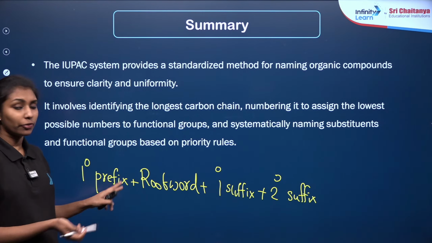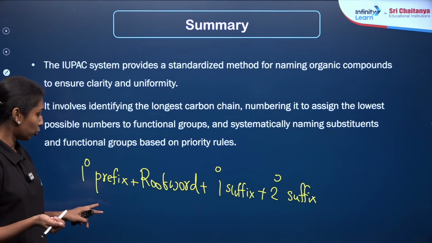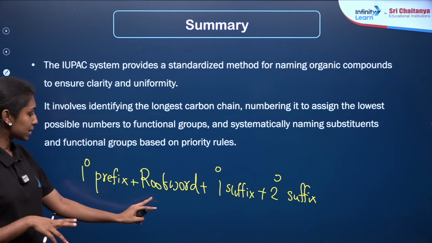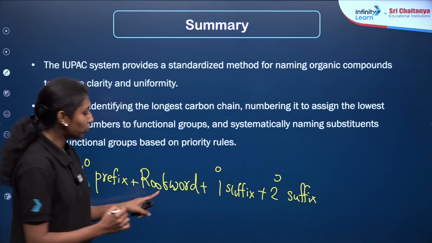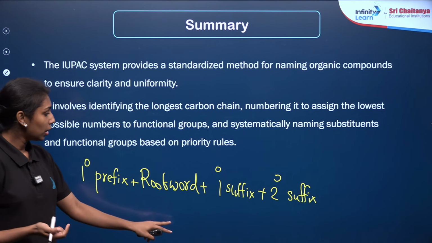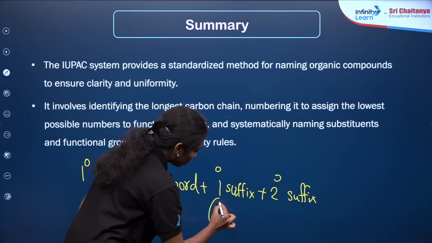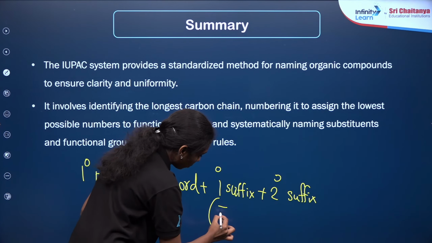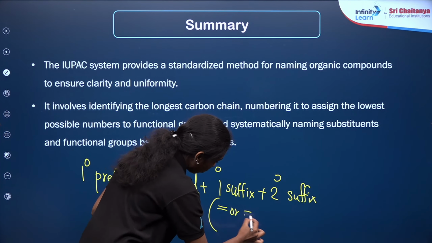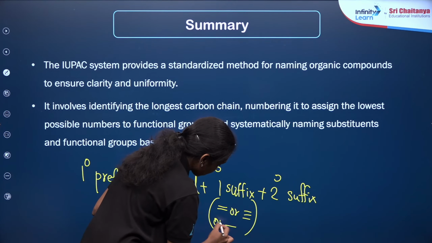Find the primary prefix. Primary prefix means any substituent like alkyl, halo or any of the groups. I have given two examples. Just try by yourself. For the root word, depending upon the number of carbons, we will find out the root word like meth, eth, prop and so on. Primary suffix stands for the degree of saturation, like double bond, triple bond or single bond. So this will be the primary suffix.